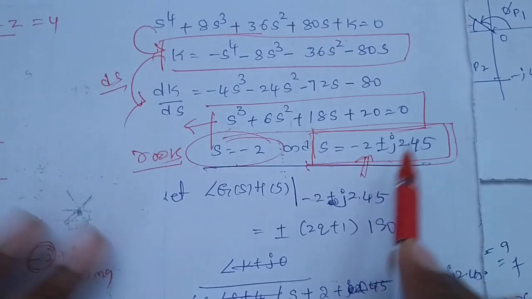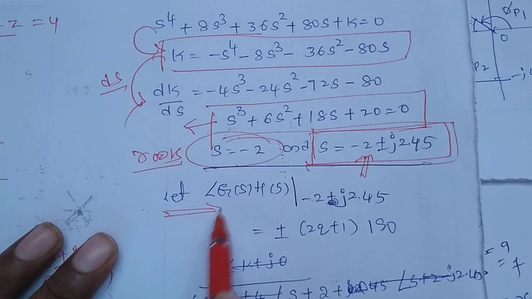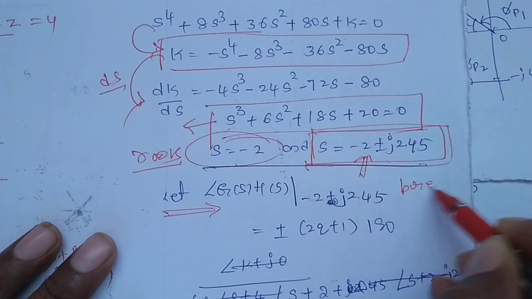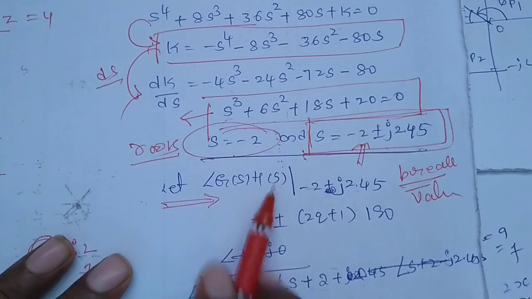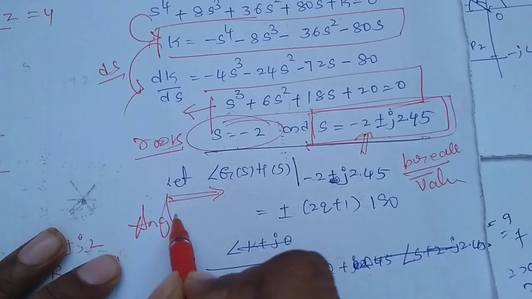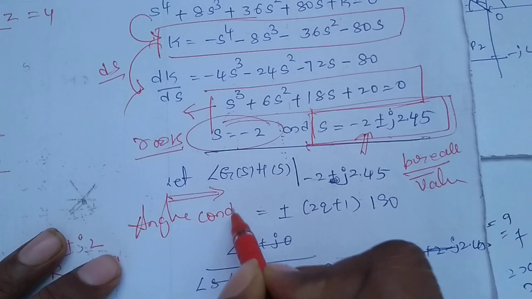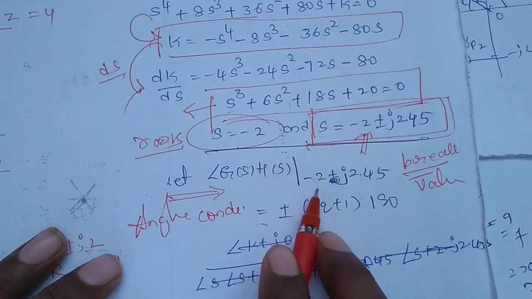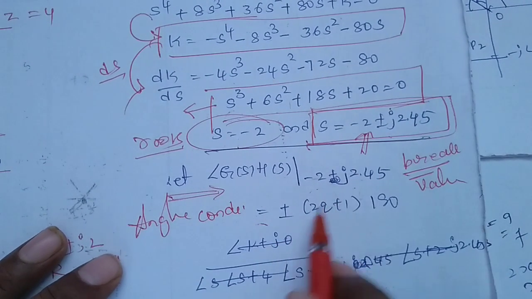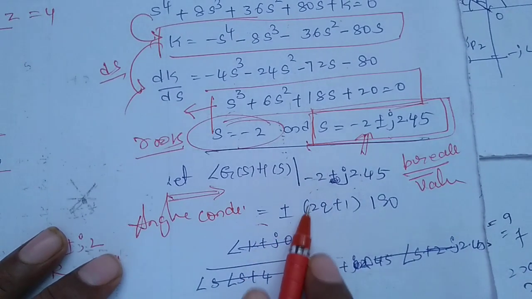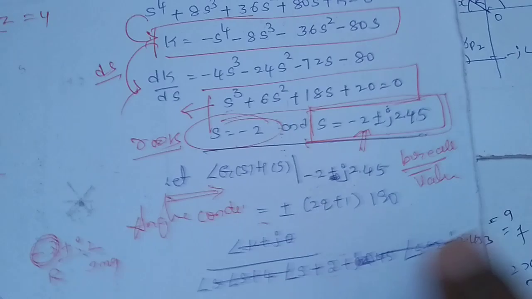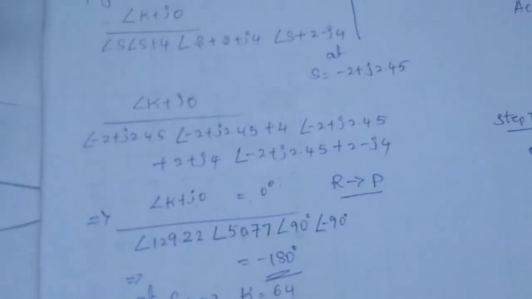So if it has a complex value, what is the procedure to check the validity of the breakaway point? You can use the angle condition. The angle of G(s)H(s) at s equal to minus 2 plus or minus j2.45 should equal plus or minus (2q+1) into 180. That will be shown here.